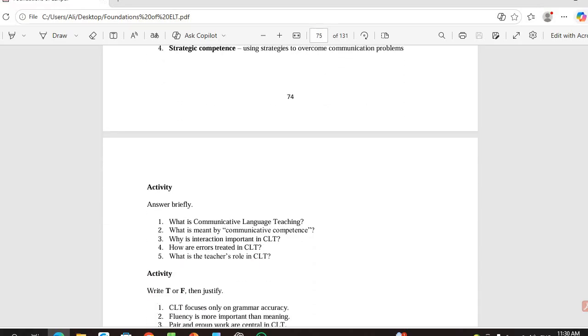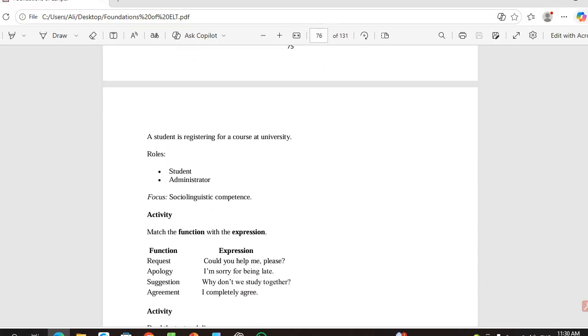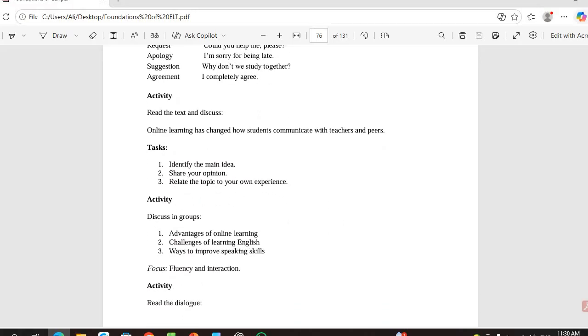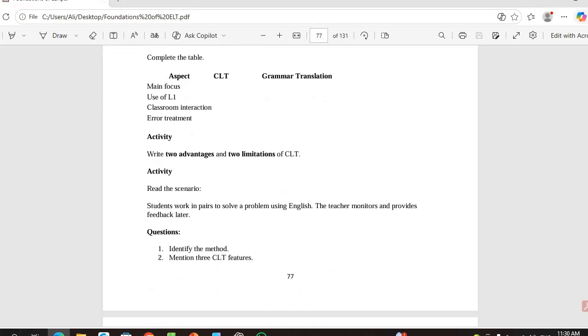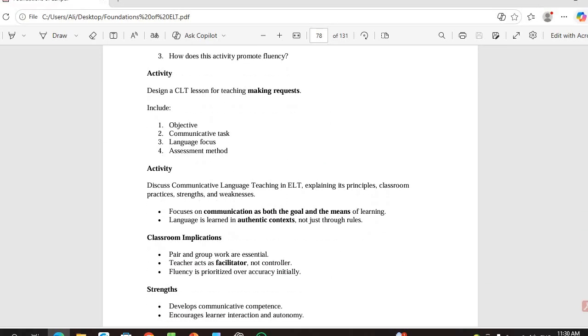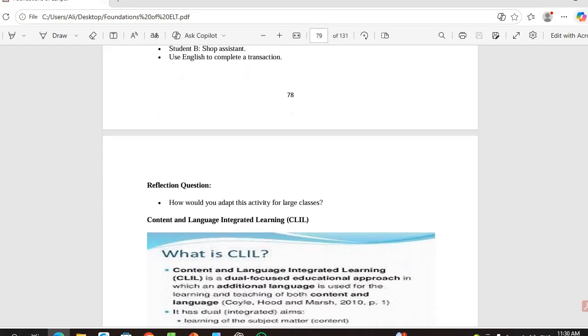These are some activities you have to do. All of these are about communicative language teaching. You need to do all of these, dear students.